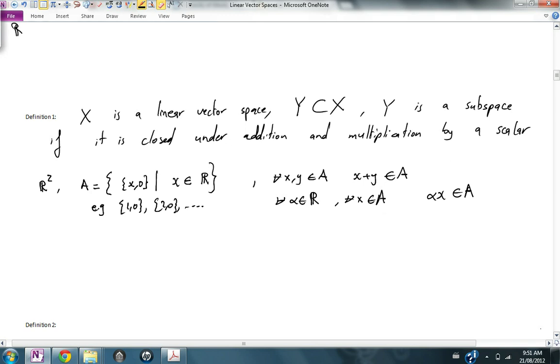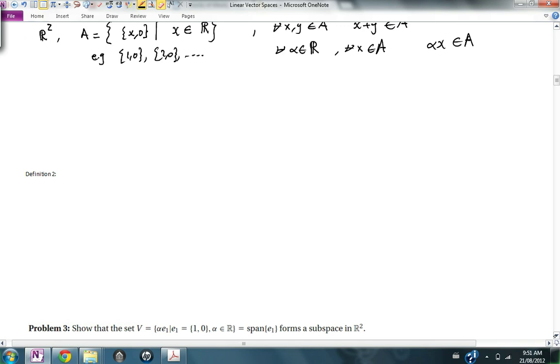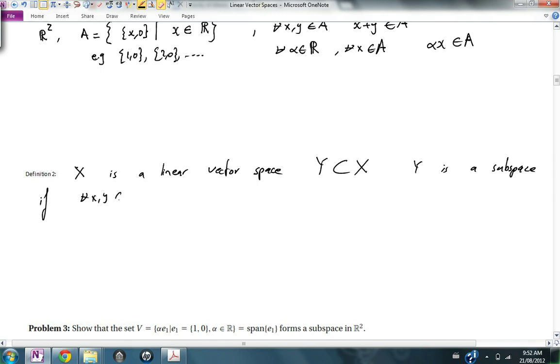Another definition of a subspace is, x is a linear vector space, y is a subset of x, y is a subspace if for every x and y in Y, for every alpha, beta that are real numbers, alpha x plus beta y, the result of this operation is also in Y. These are two equivalent definitions. We basically are saying that Y is closed under both addition and multiplication by a scalar.